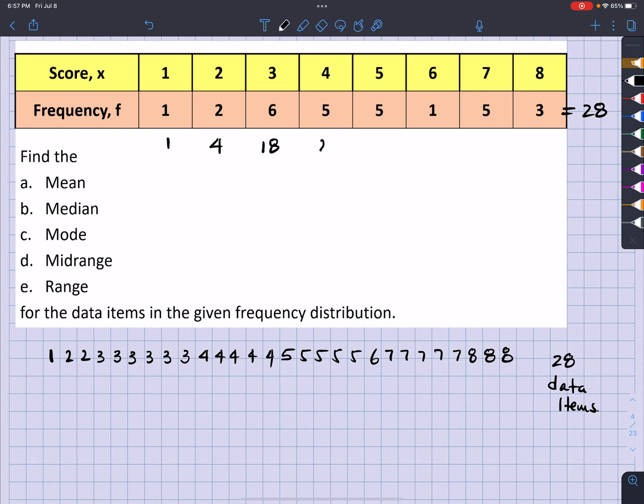4 times 5 is 20. 5 times 5 is 25. There's only 1 6. If I have 5 7's, that's going to give me a 35. And if I have 3 8's, it's going to give me a 24. So now I can just add all of these together.